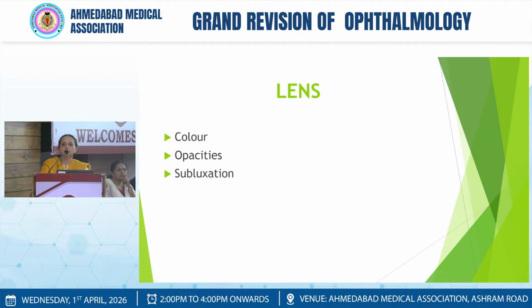Following some trauma, a few of the zonules of the lens might have been broken and the lens is slightly shifted from its position. We call it subluxation of the lens. And if all the zonules are broken, the lens falls into the vitreous cavity or may sometimes come into the anterior chamber, where we call it dislocation of the lens.